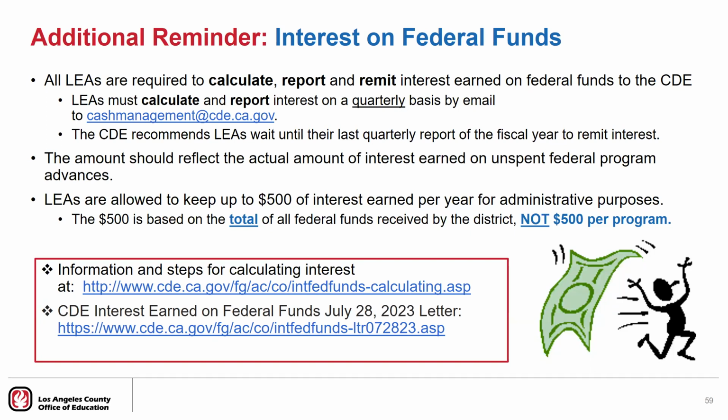LEAs are allowed to retain up to $500 of interest earned each year in total for related administrative expenses. And so it's important to keep in mind that this $500 is in total of all federal funds received, and it's not $500 per program. Another important thing to keep in mind is that interest remitted to the CDE is immediately sent to the U.S. Department of Education. So you want to ensure that calculations and payments are accurate prior to submission, because refunds or credits are not allowed.